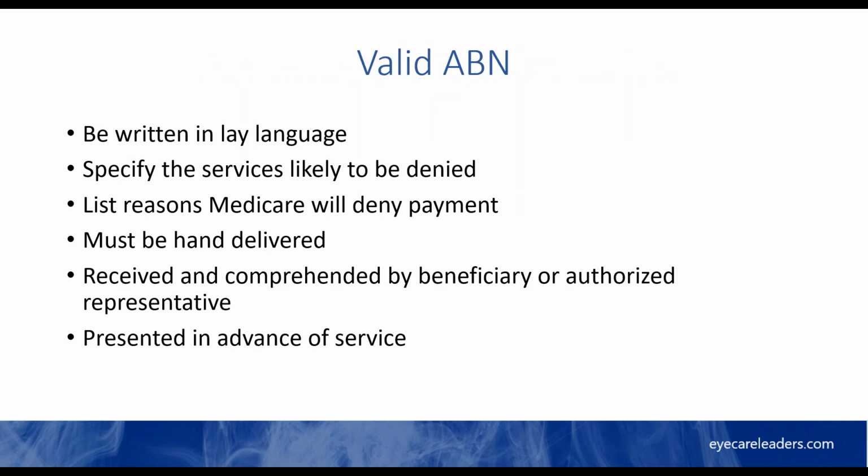An ABN must meet certain requirements to be valid. It must be written in lay language, right? We talked about that, not having the medical jargon in there or the abbreviations. The ABN must specify the service likely to be denied. There must be reasons for believing Medicare will deny that payment. It should be hand-delivered by a qualified notifier. Telephone notice is not sufficient evidence of proper notice. And the ABN must be received and comprehended by the beneficiary or authorized representative. It must be delivered far enough in advance of the services for the beneficiary to make a rational, informed consumer decision without undue pressure. Last-minute notification can be considered coercive, and the notice will be defective.